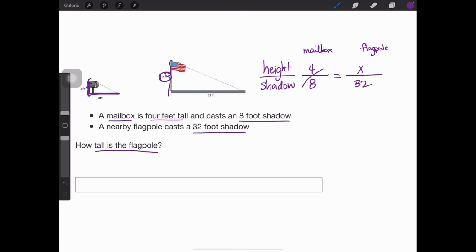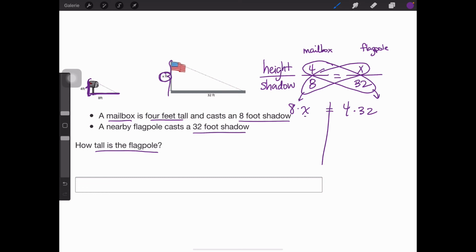We now have cross products. We're going to be cross multiplying. That means I'm going to take 8 times X, 8 multiplied by X, equal sign in the center, and I take the other side, 4 times 32, 4 multiplied by 32. I am multiplying by the number that is across. That's why it's called cross multiplication or cross products. And now I have an equation.